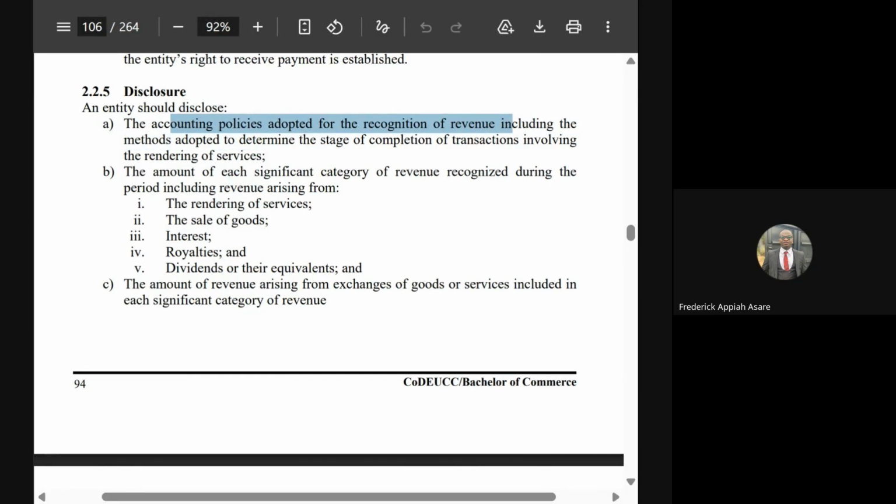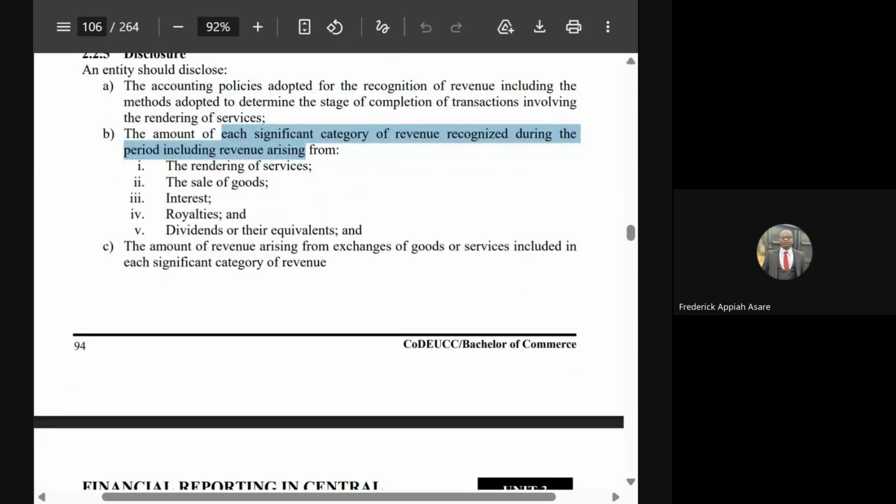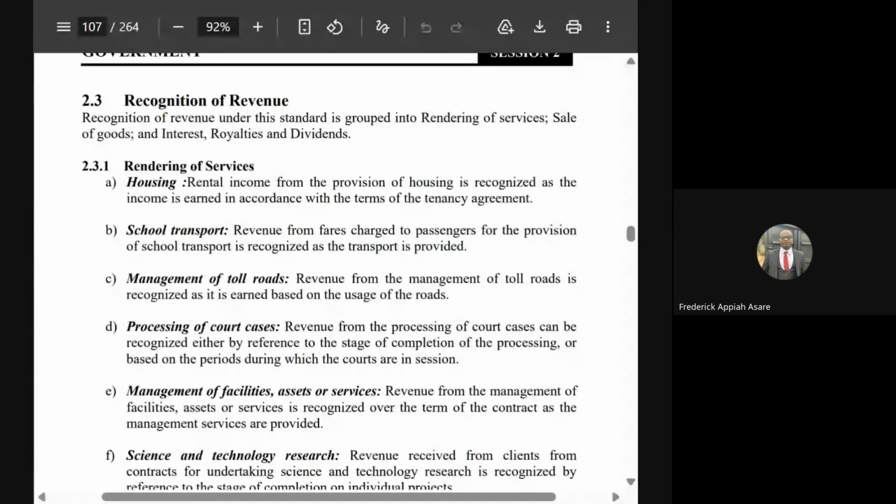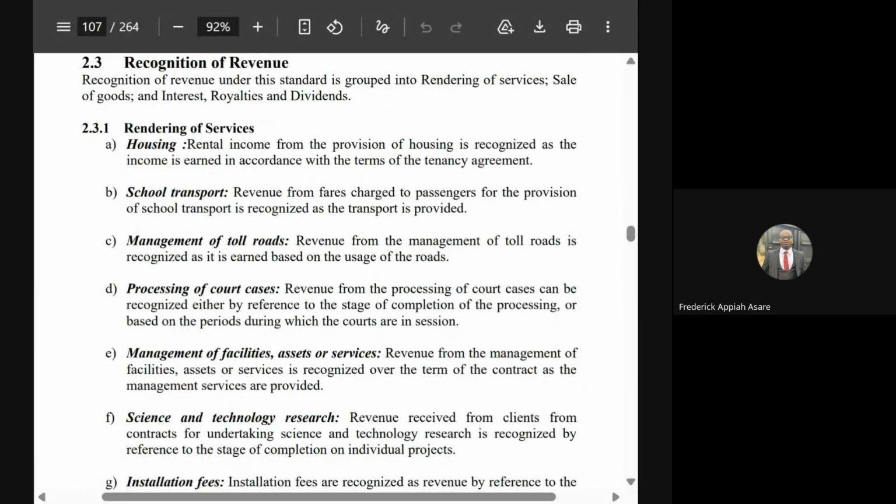That is, they use fair value. The amount is significant category of revenue recognized. So when you write revenue, when it goes to the notes to account, you have to break it down under the rendering of services, the revenue that you generated, sale of goods, the amount that you generated, interest, the amount that you generated, royalties, dividend, or all those stuff. So that is what we call the workings.